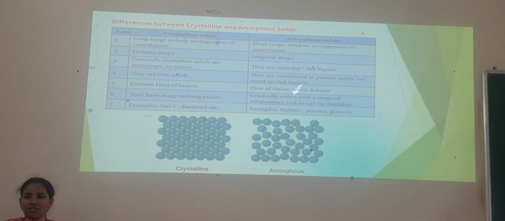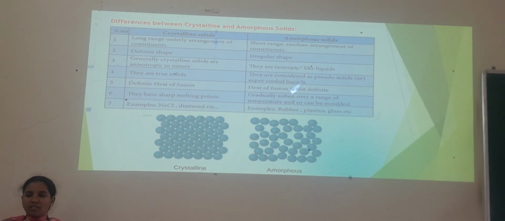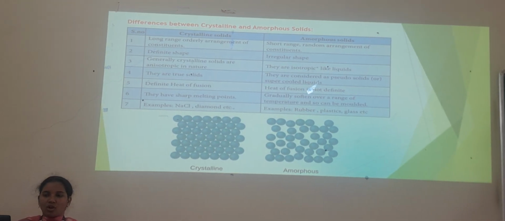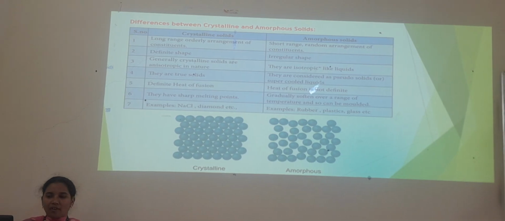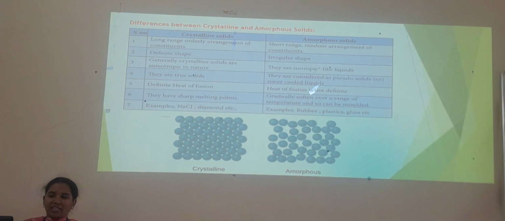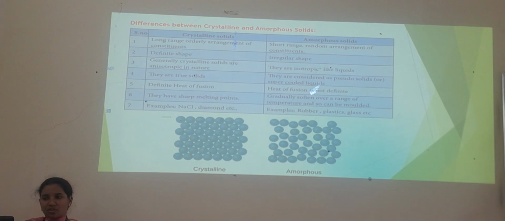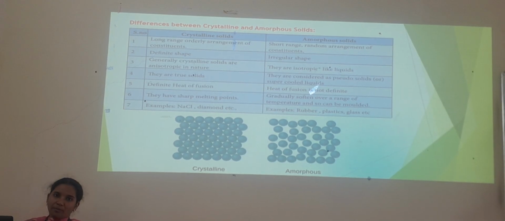Crystalline solids have a definite heat of fusion, and for amorphous solids the heat of fusion is not definite. Crystalline solids have strong and sharp melting points, and amorphous solids often soften over a range of temperature and so can be molded. The examples for crystalline solids are sodium chloride, diamond, etc. And the examples for amorphous solids are rubber, plastics, and glasses, etc.